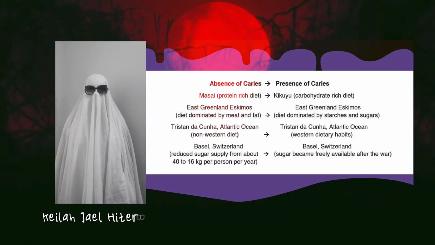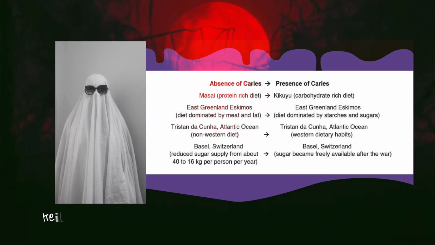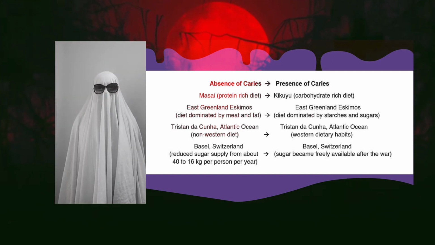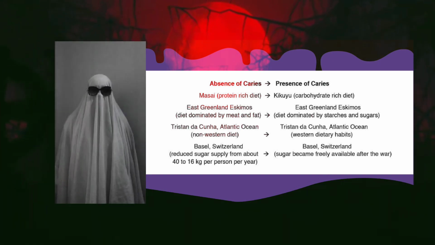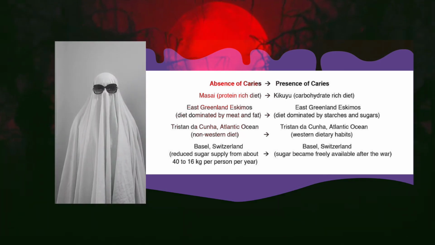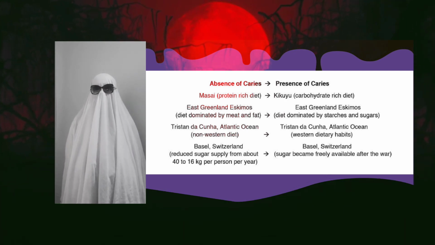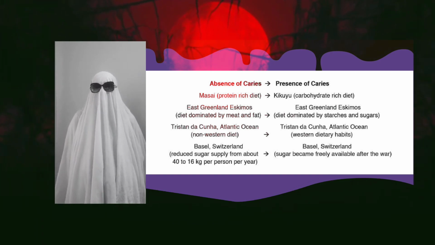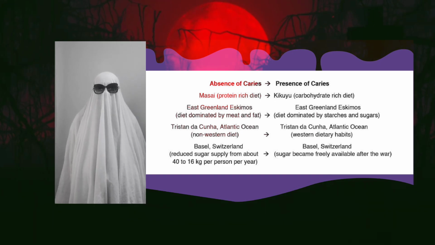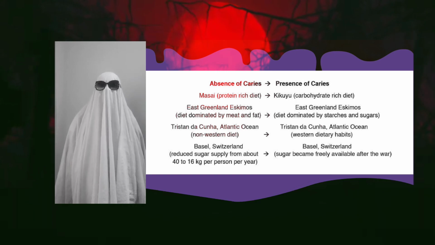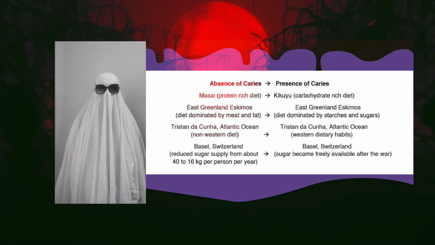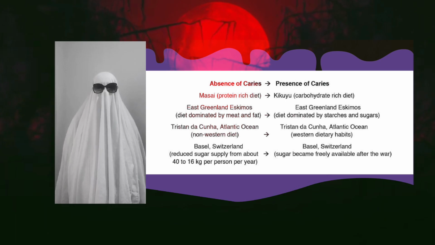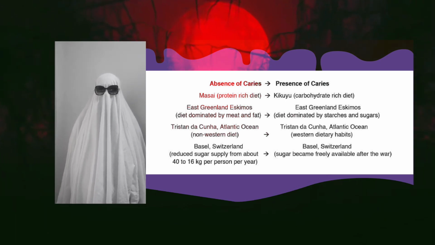In the 1930s, ecological studies were reported on the relationship between the prevalence of dental caries and diet. We are going to simply compare how diet and consumption of carbohydrates change from absence to presence of caries. The two tribes in Kenya, the Maasai and the Kikuyu, differ in their diet, where the Maasai has a protein-rich diet, while Kikuyu has a carbohydrate-rich diet. In the East Greenland Eskimos or Inuit, a diet dominated by meat and fat changed to a diet dominated by starches and sugars. At Tristan da Cunha, a remote island in the Atlantic Ocean, caries prevalence increased when Western dietary habits were introduced.